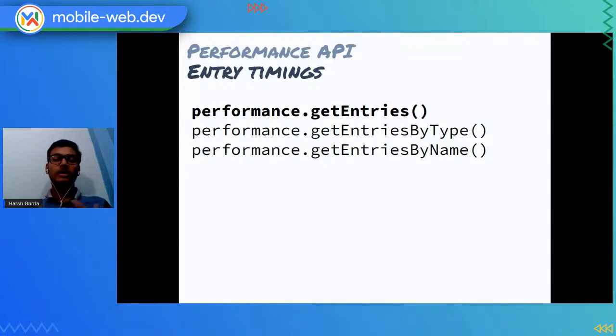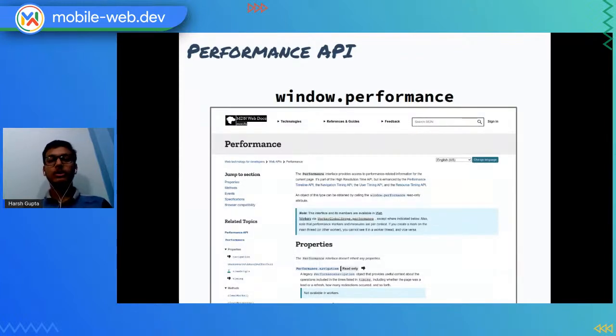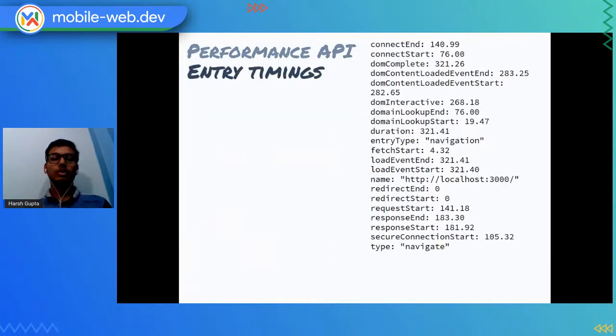You will see the whole data coming, and this data is really big. We can't even define it. So for that we have the entry timings, so we can separate some of the data from the performance. First we have performance.getEntries, performance.getEntriesByType, performance.getEntriesByName. These are some methods with which you can differentiate your performance data. If you want to know more about it, you can go to MDN Docs to learn more.